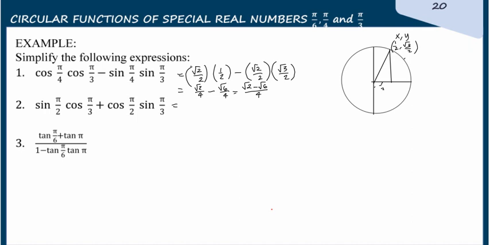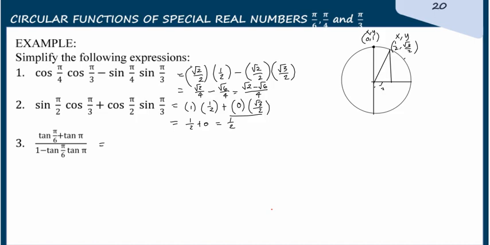Yung sine pi over 2. So, saan naman yung pi over 2? Yung pi over 2 nandito. Diba? Tapos, that is having coordinates 0, 1. So, x, this is our y. And then, sine there is 1. So, therefore, 1 times yung cosine pi over 3, which is 1/2, plus our cosine pi over 2, which is 0, times sine pi over 3, which is square root of 3 over 2. Tapos, it would be now 1 times 1/2 is 1/2 plus 0 too. Therefore, it's gonna be 1/2.